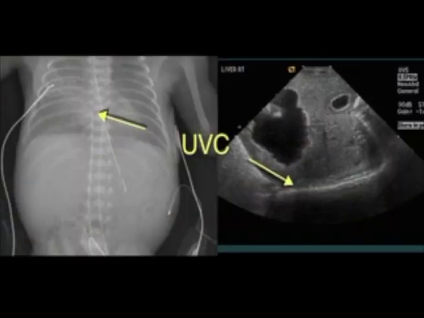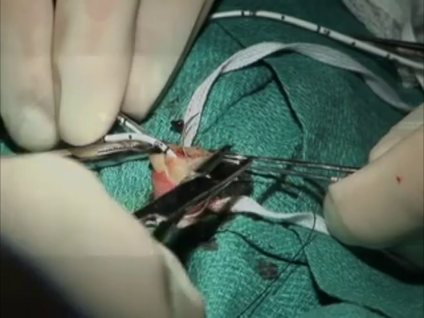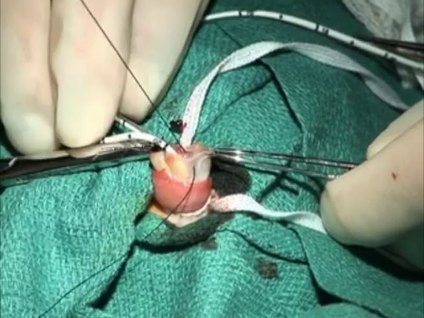Obtain radiographic or ultrasonographic confirmation of the catheter position. The ideal position is in the inferior vena cava, near the right atrium. Secure the catheter as you did for the arterial catheter.